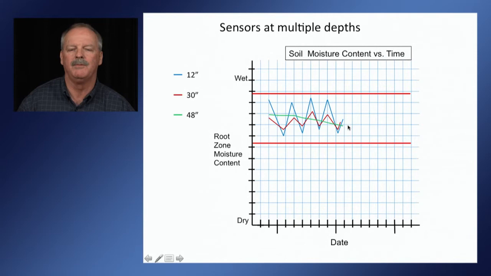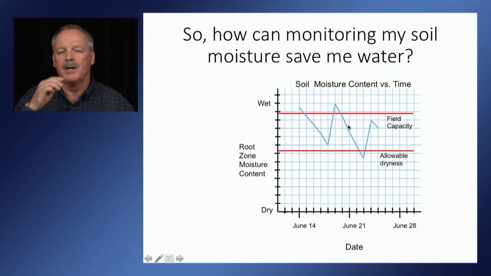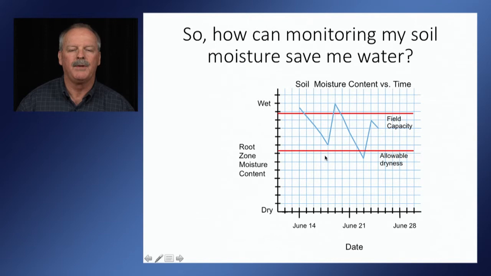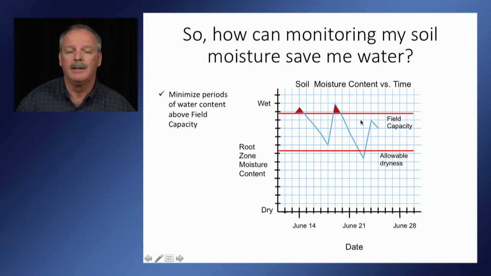So did we answer the question? How can monitoring my moisture save me water? With having information, having established some numeric lines of wetness and dryness, if you will, and then having the data, you can track what's happening in your root zone. And from that, you can evaluate your own irrigation decisions and make adjustments. In this case, in regards to saving water, we had a couple of opportunities where we exceeded field capacity by some amount. So if you watch those and try to minimize those, especially during time of drought, you can minimize the amount of deep percolation losses, or water that's no longer available to you.